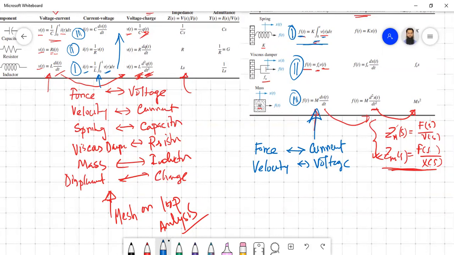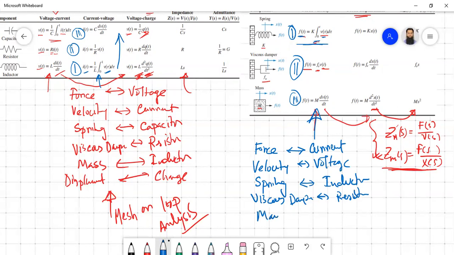Okay, so component wise, what will happen? Component wise, now in the reverse order, basically. So spring will be analogous to inductor. Then your viscous damper will be analogous to your resistor. It is always same, it's not changing. Then mass will be analogous to your capacitor.